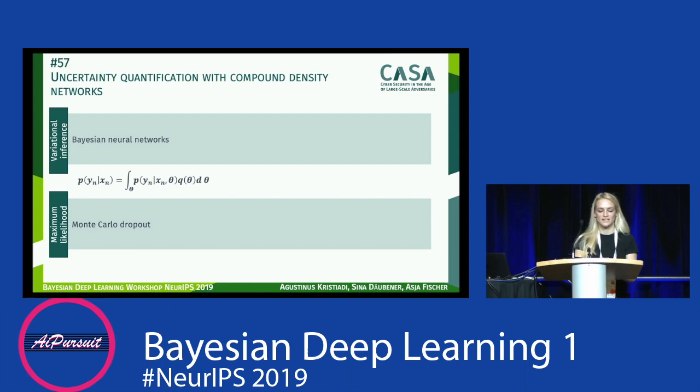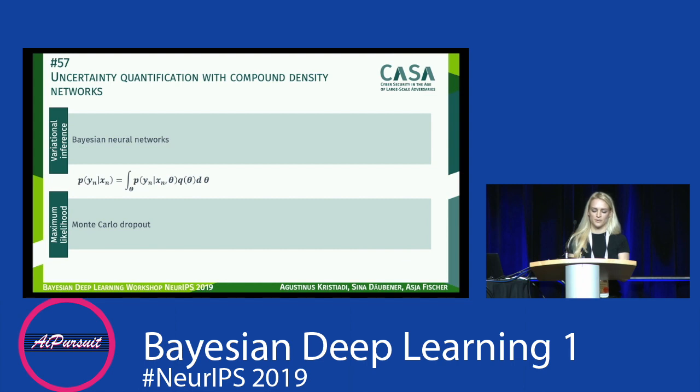To motivate the idea which led us to compound density networks, we start by looking at the following predictive distribution. This function can be interpreted in different ways: in the context of Bayesian neural networks, where q of theta is the approximate posterior, or in the context of MC dropout, where q theta is the dropout probability. Where Bayesian neural networks are mostly trained with variational inference, MC dropout uses the maximum likelihood principle.